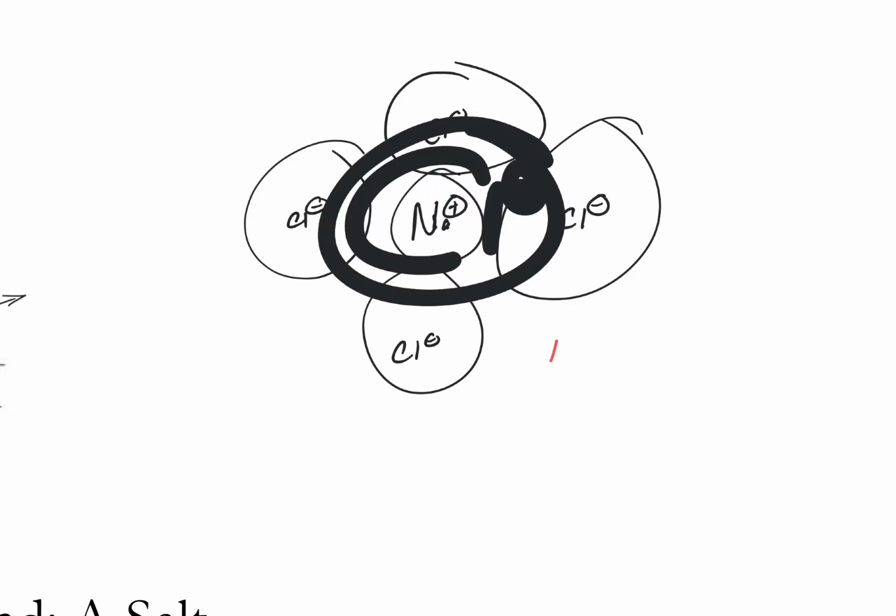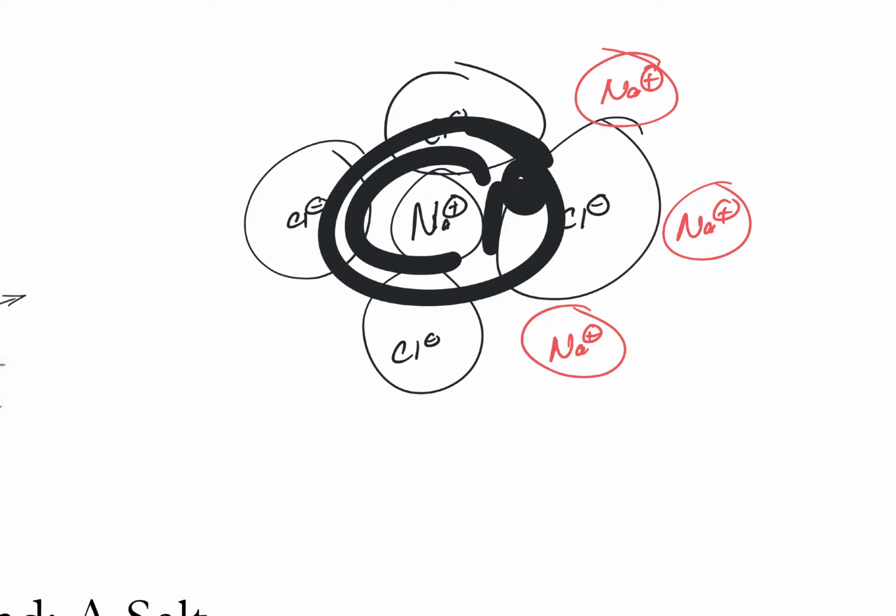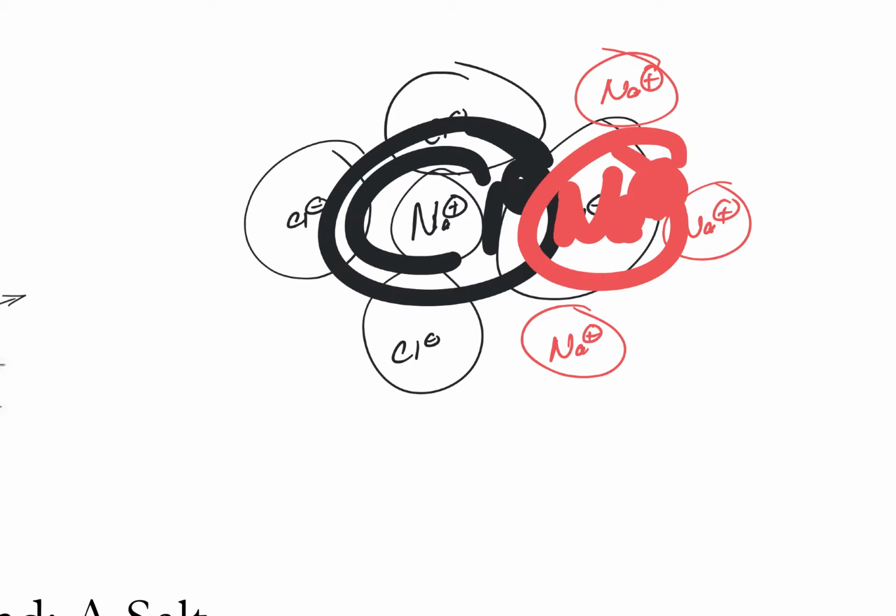There'd be a sodium to the left, a sodium below it, a sodium to the right, a sodium above it. There'd be a sodium behind it, and again, there would be a sodium ion in front of that chloride. And so that's the only way to fully stabilize these ions, so they can't be isolated.